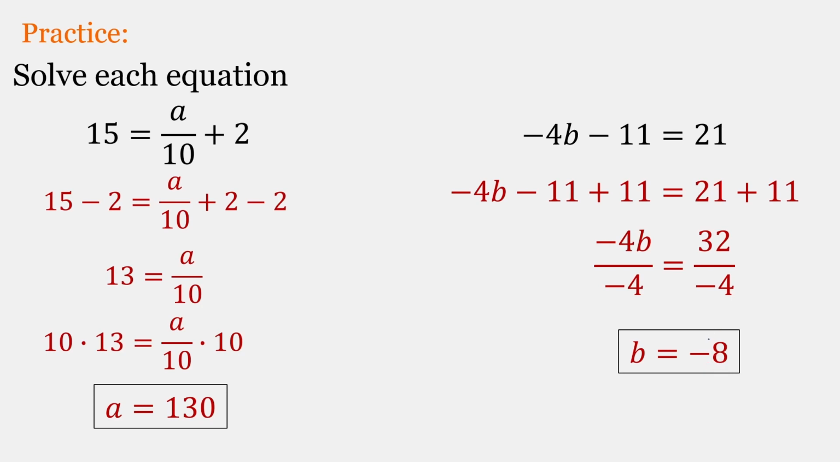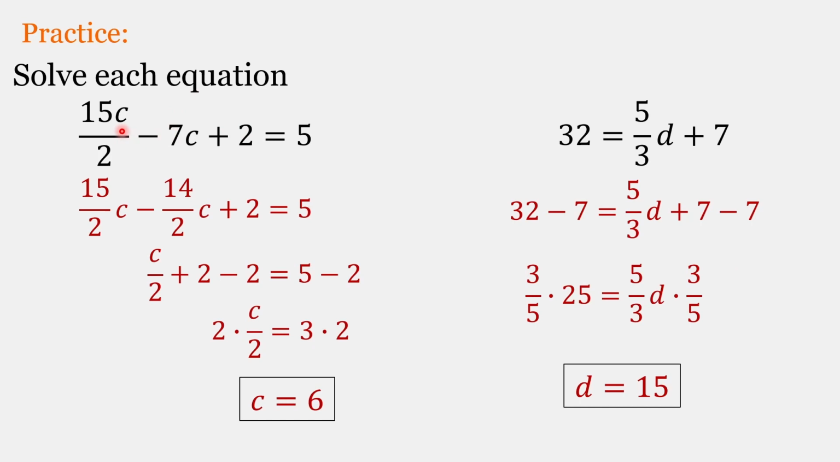As in previous lessons, I have not been checking the answers in these practice problems, but do always go back and plug that number back into the original equation to check your work. In this case, we'd have negative 4 times negative 8. That is positive 32. Positive 32 minus 11 is 21.